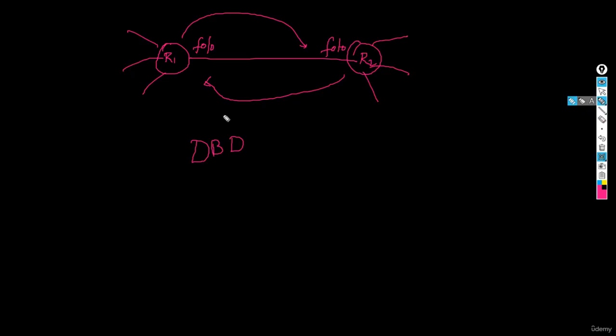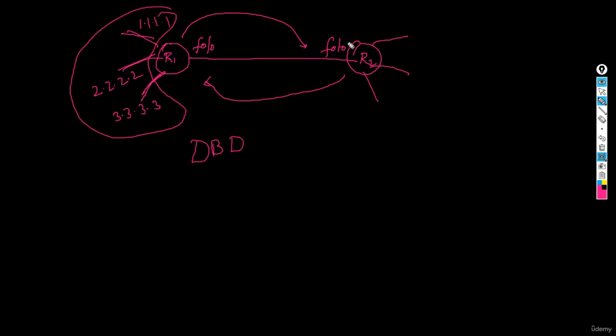For example, R1 is saying, I know 1.1.1.1, and I know 2.2.2.2, and I know 3.3.3.3. This interface is connected to it directly. So R1 is saying that it has this information in the DBD, and the other router is also sending some information.